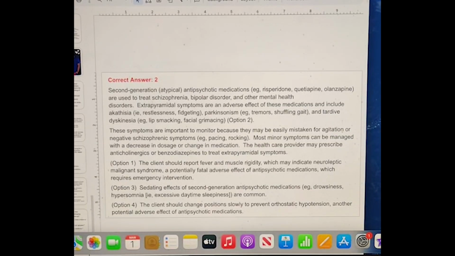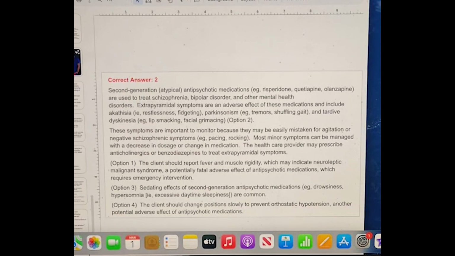The answer is number 2. Second generation atypical antipsychotic medication, risperidone is one of them, is used to treat schizophrenia, bipolar, and other mental health disorders. Extrapyramidal symptoms are an adverse effect of these medications and include akathisia, right, which is restlessness and fidgeting. Right, Parkinsonism, which is tremors and shuffling gait, and tardive dyskinesia, right, which is lip smacking and facial grimacing.